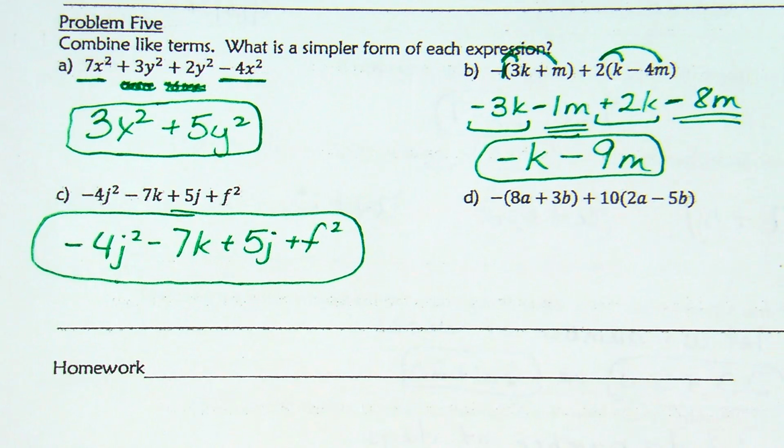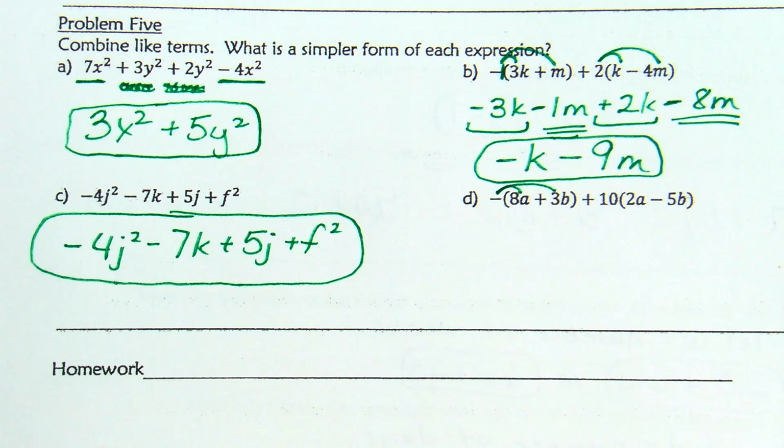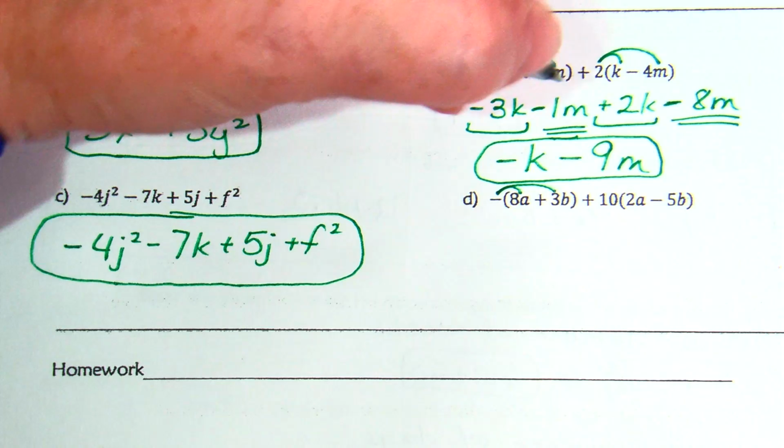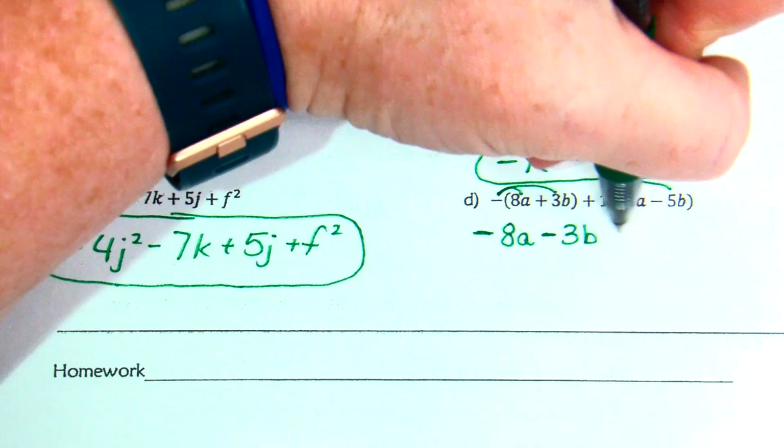Look for those like terms. -8a plus 20a. -8 plus 20. Opposite signs, subtract. It'll be 12a. What about b's? Negative 3b and negative 50b? Minus 53b. And what is 12a minus 53b? Left as your answer.